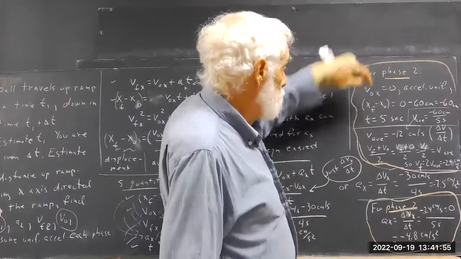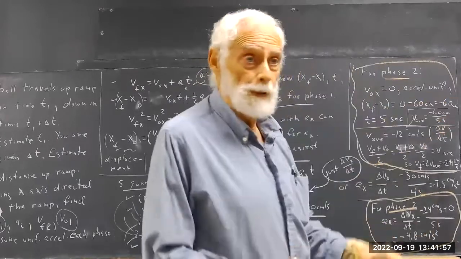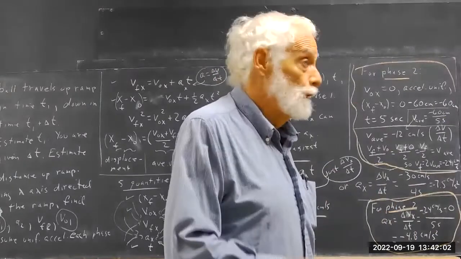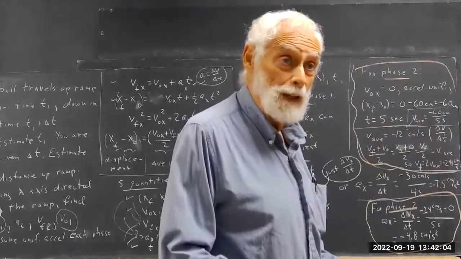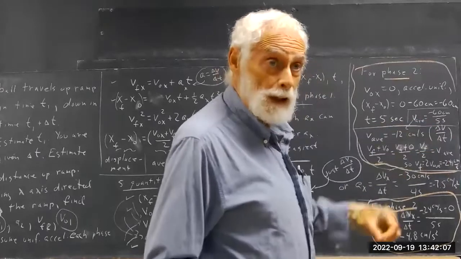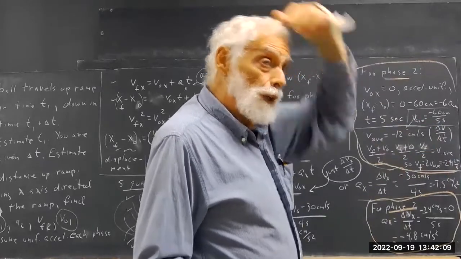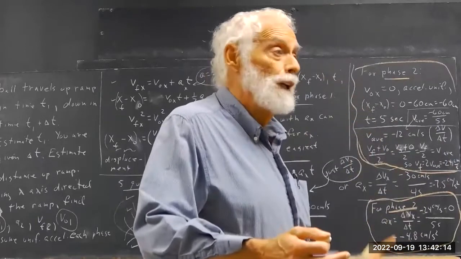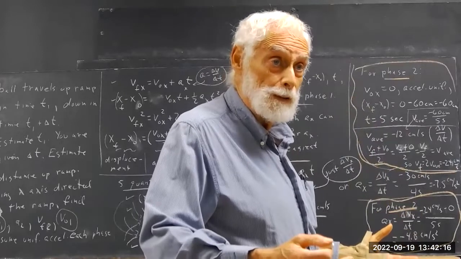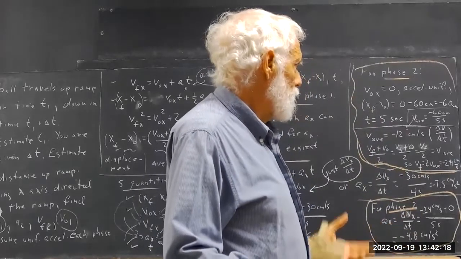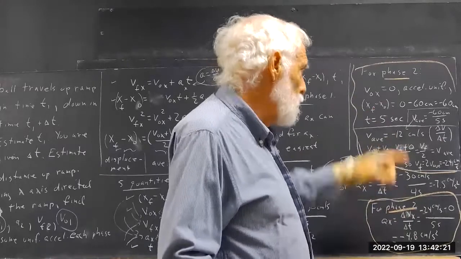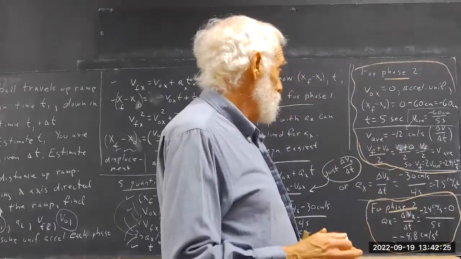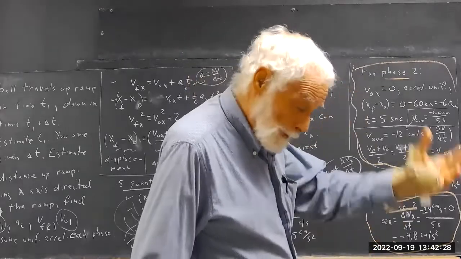But for phase two, we know that the displacement is negative 60 centimeters. We know it took 5 seconds. So if we divide the negative 60 centimeters by 5 seconds, we get the average velocity, negative 12 centimeters per second. Sorry. Okay, again, the average velocity is, I said it wrong again.